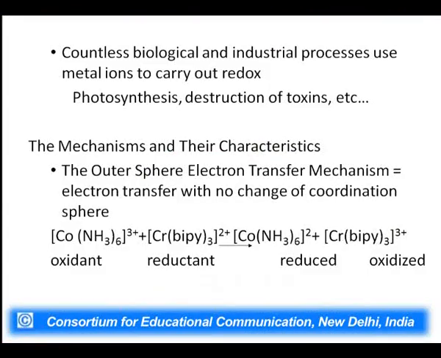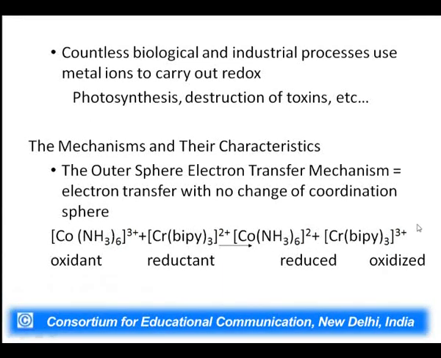To understand the mechanism of these redox reactions, there are two types of mechanisms. One is the outer sphere mechanism and another is the inner sphere mechanism. In the outer sphere electron transfer mechanism, electron transfer takes place with no change of coordination sphere. In this case, this is the oxidant and this is the reductant. This oxidant will be reduced, the +3 oxidation state getting converted to +2.